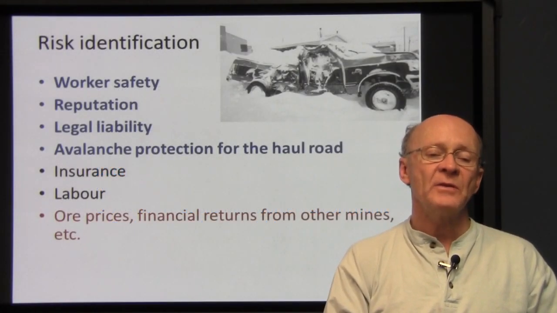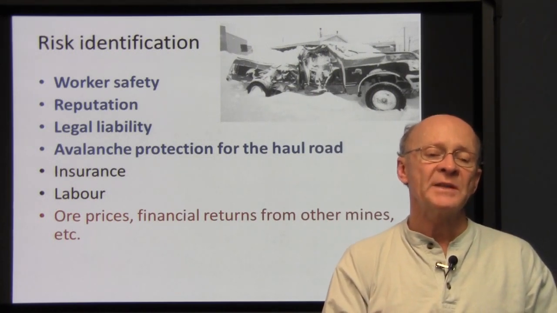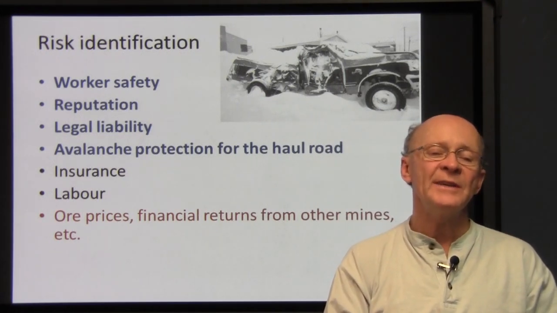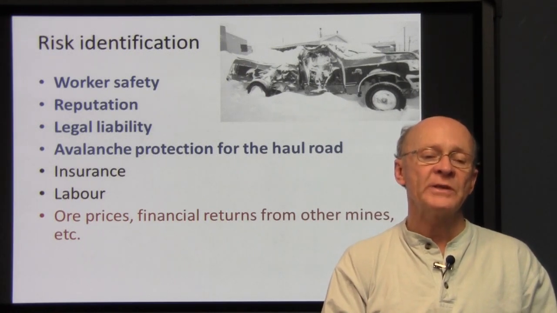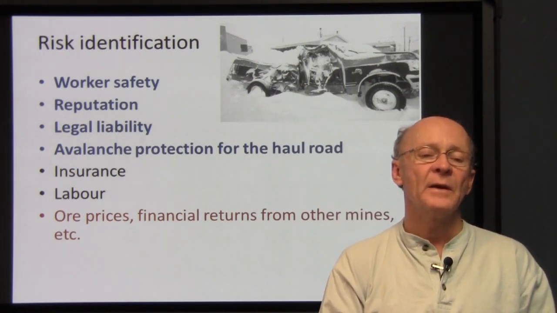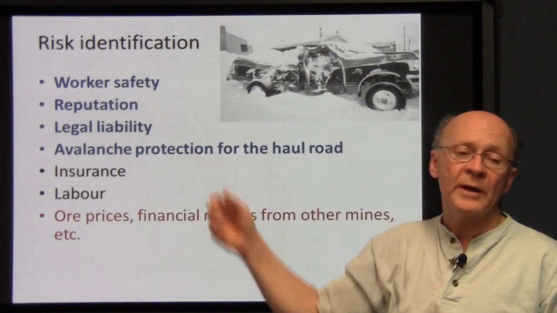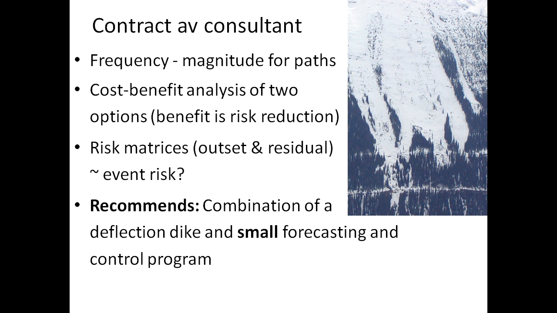When we identify the risks, there's a long list of risks that need to be considered, coming out of our stakeholder consultation. The ones at the top in blue most relate to the avalanches. That is worker safety, reputation, legal liability, and the avalanche protection for the road. Some of these are highly uncertain. You don't know whether the costs are going to be large or small related to them. Therefore, they're considered risks. We also have insurance and labor, as well as ore prices, which can fluctuate, and financial returns from the other mine that could affect the mining company's objectives. Here we're going to concentrate on the top 4 in blue because they most directly relate to avalanches. The avalanche consultant comes up with a cost-benefit analysis of 2 options.